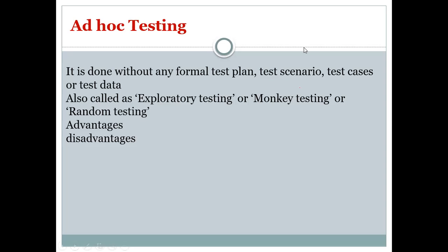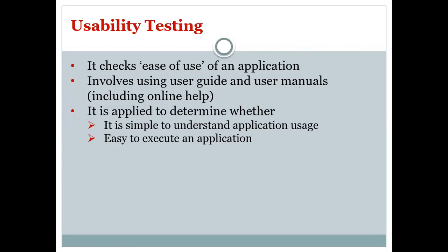Then there is usability testing. So what is usability? It checks the ease of use of an application, how easy your application is to be used by the user, your customers. It involves using the user guide, user manuals, including online help. Any software will have a user guide or user manual with it.